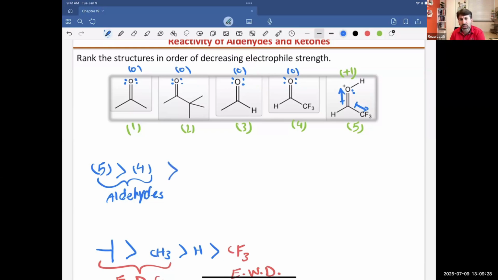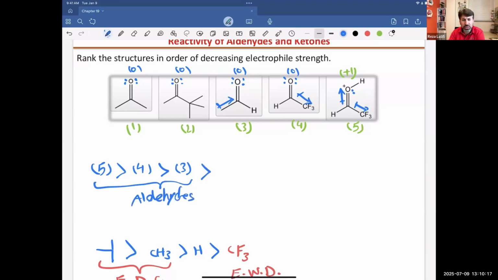And then after that one, let's look at number 3. Why is number 3 less reactive than number 4? Number 3 still is an aldehyde, but it is less reactive than number 4 because you have a methyl that can donate electron density. Here we have a CF3 that will pull electron density from the carbonyl. So this one is donating, while here we are pulling electron density from carbon. We are exaggerating the positive charge. And so those 3 are aldehydes.